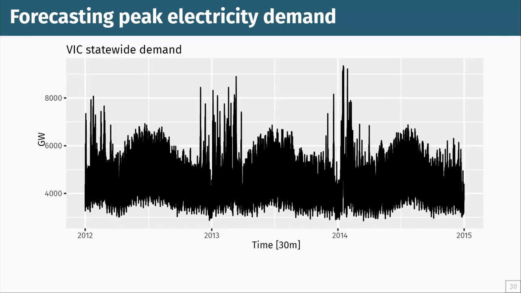Just to show you what the data looks like. This is Victorian statewide demand, and you can see that there's a lot of volatility around summer, and then you get this increase in volatility in winter, but less crazy, not the same peaks.